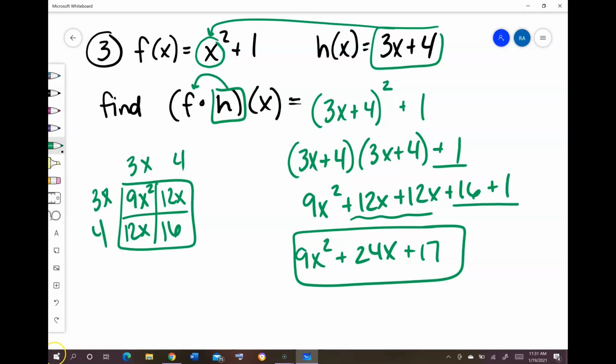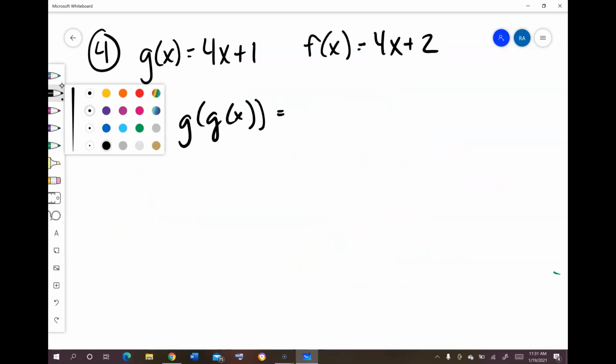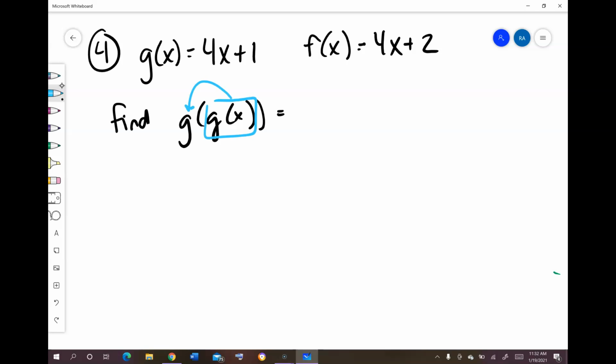All right, last one. This example is going to be where you're plugging the same equation into the same equation, okay? So it wants me to find g of g of x. So I'm plugging g into g. So I'm going to replace g's x with g. Okay? I know, crazy sounding. So I've got a 4. I come to g's x. I'm going to replace it with the whole g equation. And then I have the plus 1.